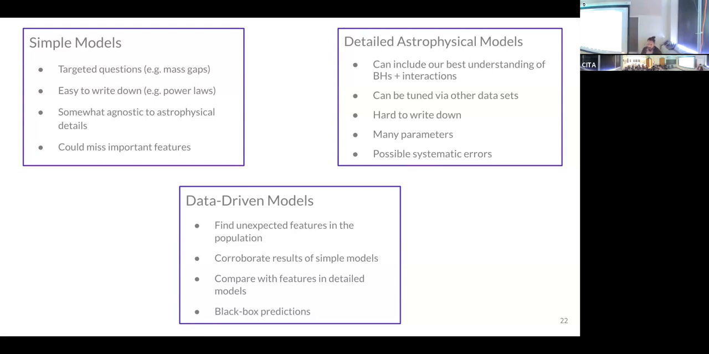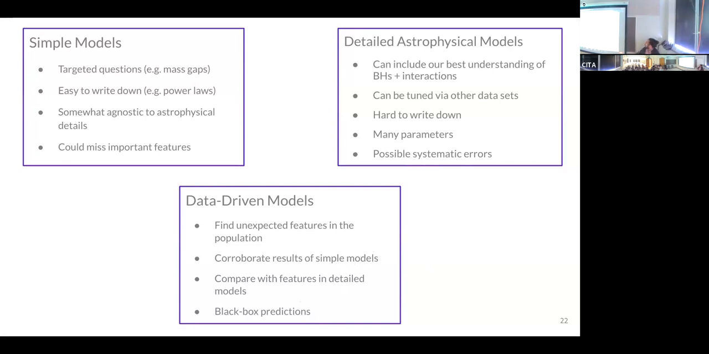The nice thing about these is you can find unexpected features in the population. And you can also corroborate the results you find with other approaches. And you can also get black box predictions you can hand to somebody else easily. So they don't have to know anything about the physics. You've just said, here's my empirical measurement. You hand it to someone else and they can do whatever they like with it.